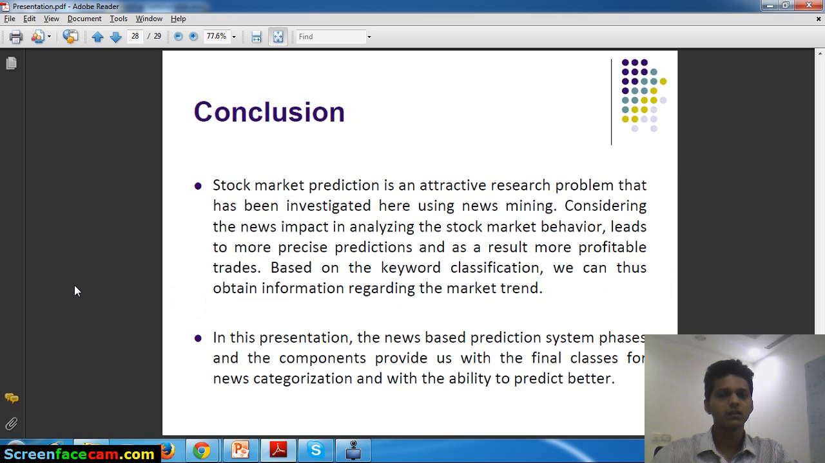So in conclusion, I would just like to say that this particular stock market prediction problem is a very attractive problem. This particular area is all open. There's a lot of news mining being performed these days. So basically, considering the impact of news on analyzing stock market behavior leads to more precise predictions, and as a result, it could help you achieve significant profit.